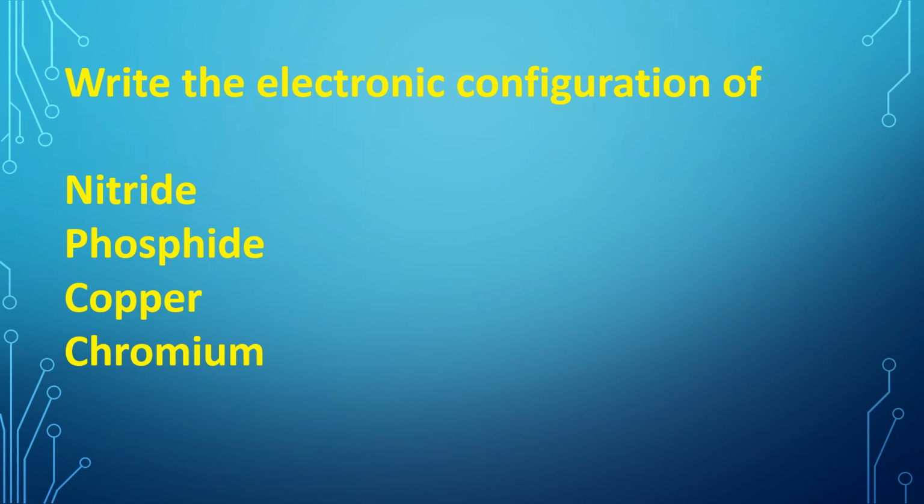Here, first, nitride ion is N minus 3. Indirectly, nitrogen's atomic number is 7. Then here minus 3 means you have to add 3 electrons. Total 10 electrons it contains. So 10 means indirectly you have to write the electronic configuration of neon.